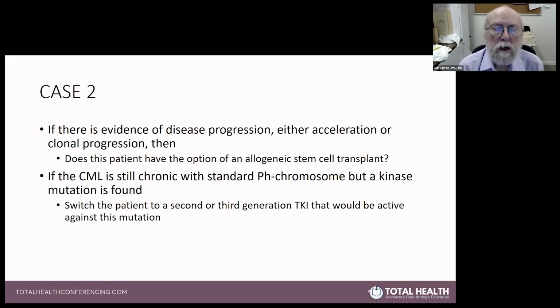An option being, is there a donor available? Is it an individual in a country or a place where allogeneic transplants can be done? Can someone pay for the transplant? All big issues, and these vary from place to place. If the CML is still in chronic phase with standard Philadelphia chromosome, but now you have a mutation, switch that patient to a second or third generation TKI that would be active against that mutation. So it is a logical process, but you need to consider everything and not come to conclusions early.